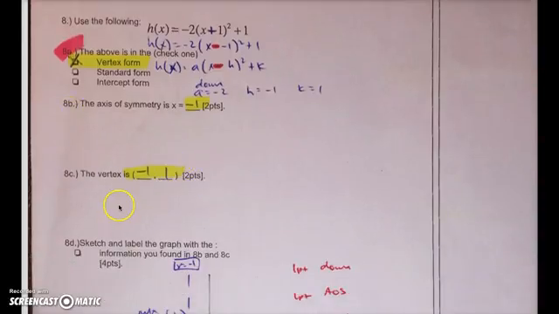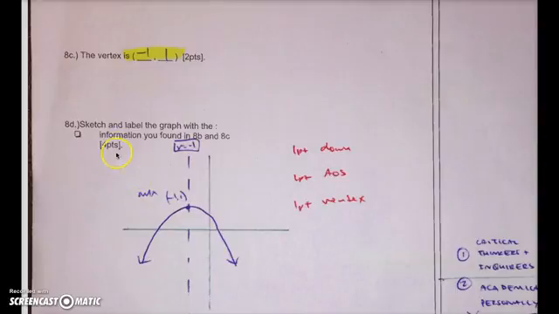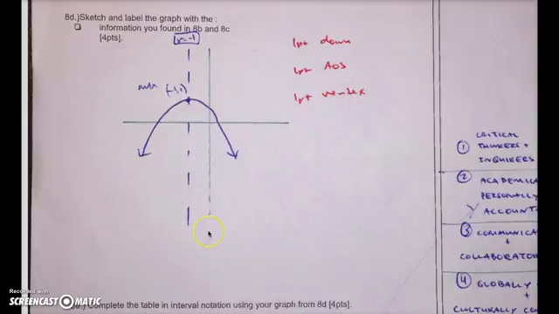Okay, you're going to take all of those parts and graph it. So 8B told me your axis of symmetry. 8C told me your vertex, negative 1, 1. And then you know it opens down. Notice how in vertex form you aren't really finding any x-intercepts there.